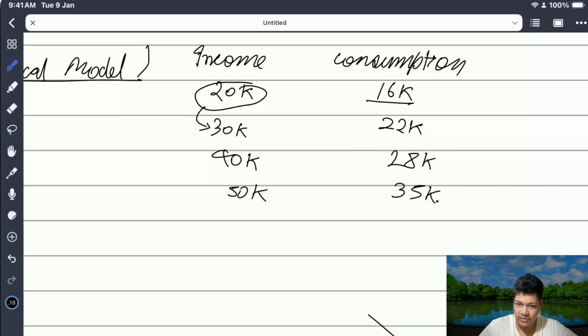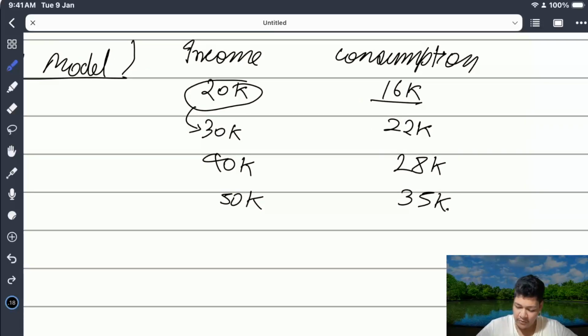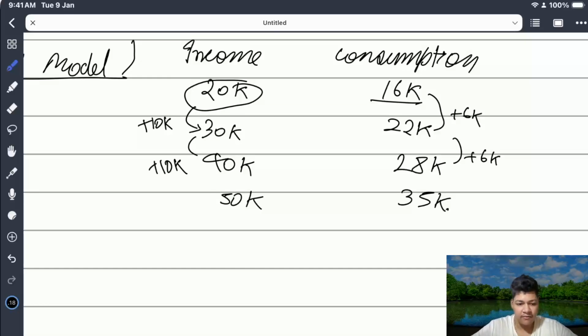As the income rises, you will see that with 20,000 it is 16,000. With 30,000, there is an increase of 10k in income, and the consumption also increases by 6k. So we can say that with the income rise, the consumption is also rising. To understand this whole model: with the increase in income, our consumption also increases.